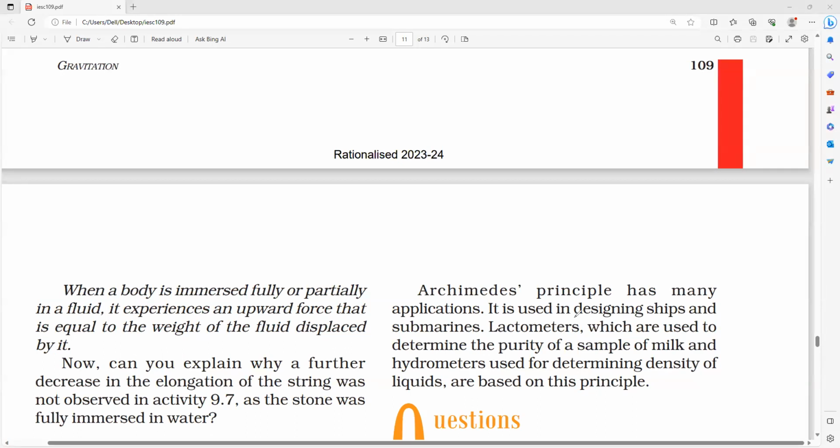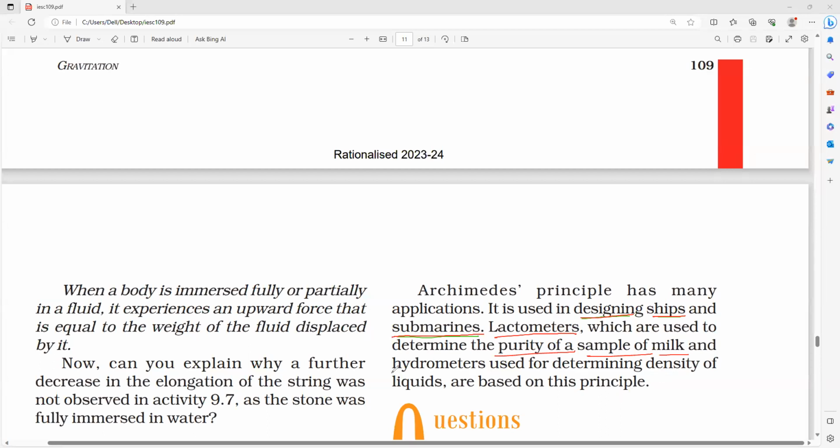It is used in designing ships and submarines. We use Archimedes principle for designing ships and submarines. Based upon the type of sea, the water in the sea, and salt densities, everything is a parameter we have to consider while designing the ship. Next, lactometers. We use lactometers in our daily life for testing the purity of a sample of milk. The design of lactometers is also based upon Archimedes principle.